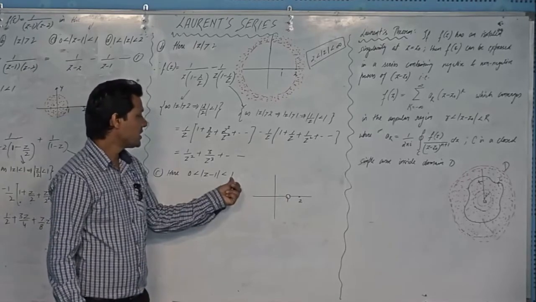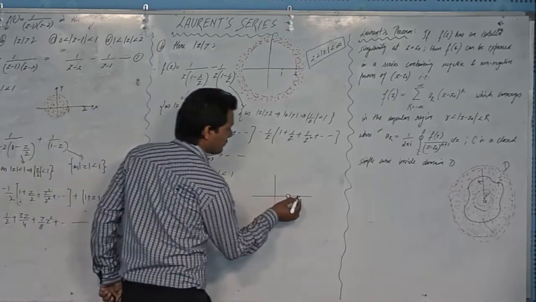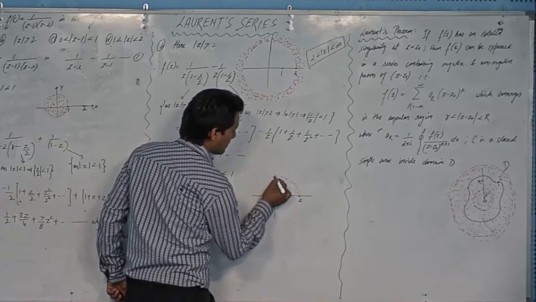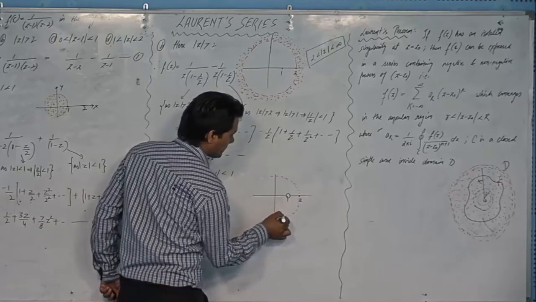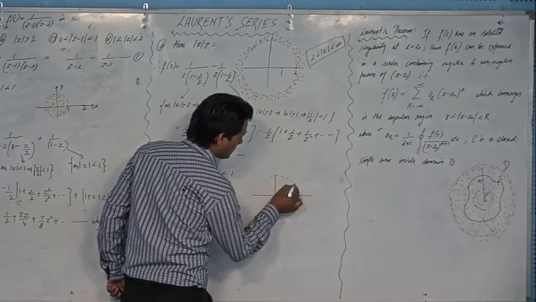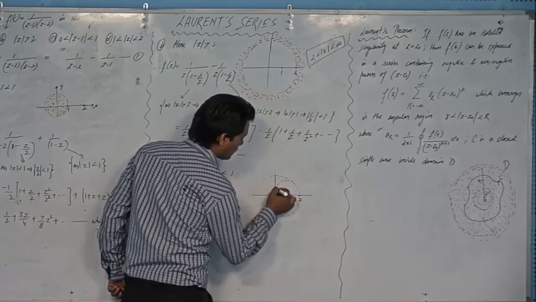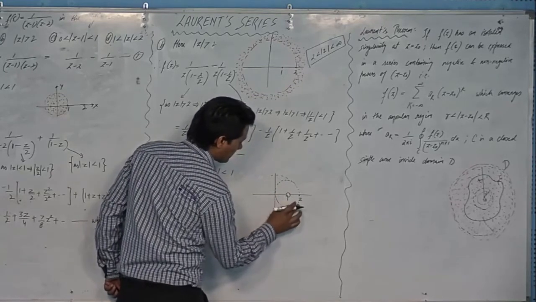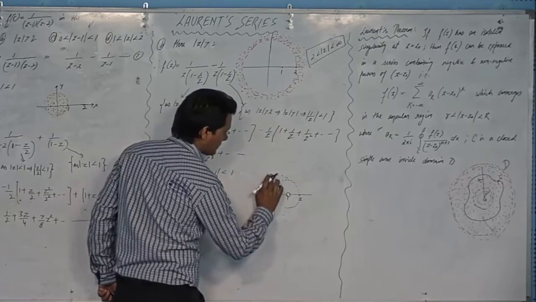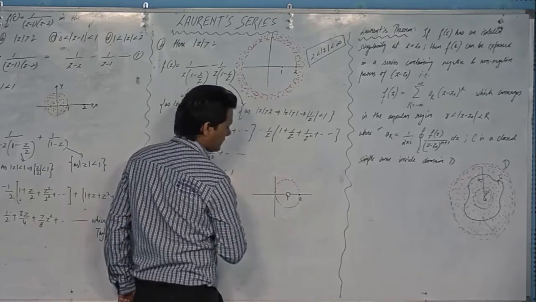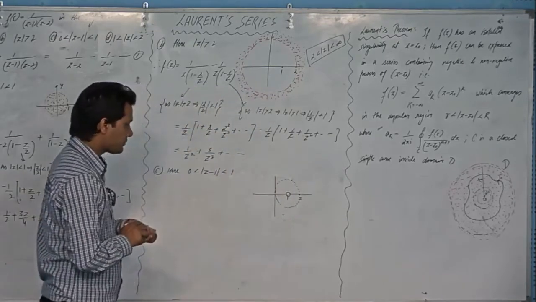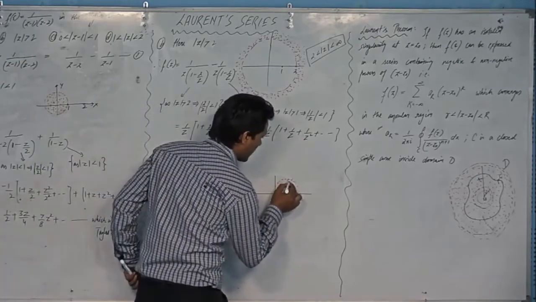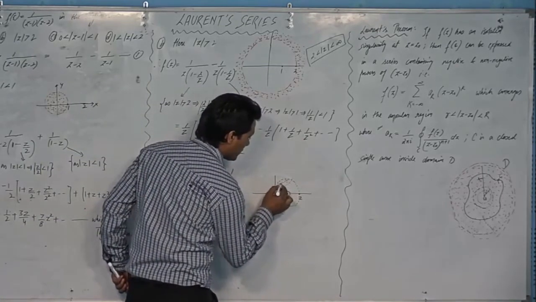And the bigger radius should be equal to 1, so the bigger circle will be like this one. It should pass from here, radius 1, like this. Okay, so we'll color it red. This is the annular region, a ring region.